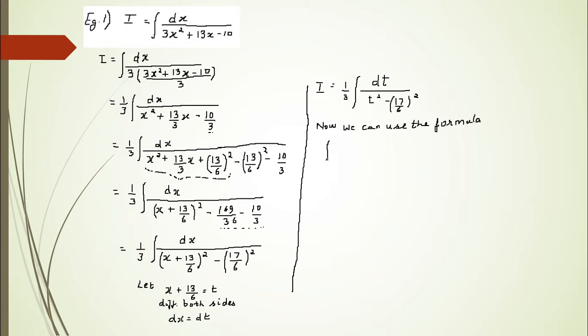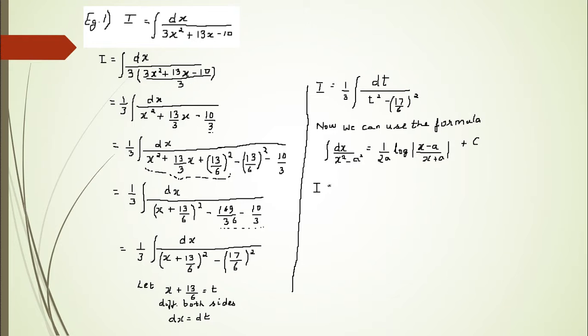Integral of dx by x square minus a square is equal to 1 by 2a log of modulus x minus a by x plus a plus c. Therefore, now I will get I using this formula.